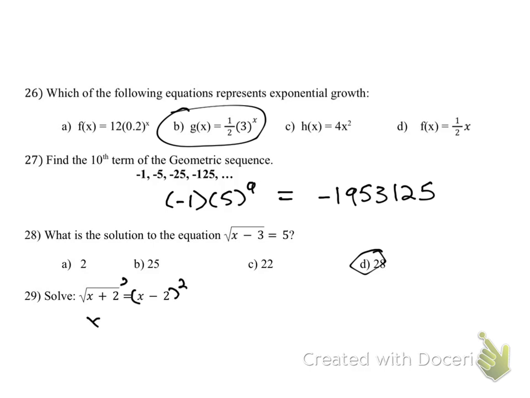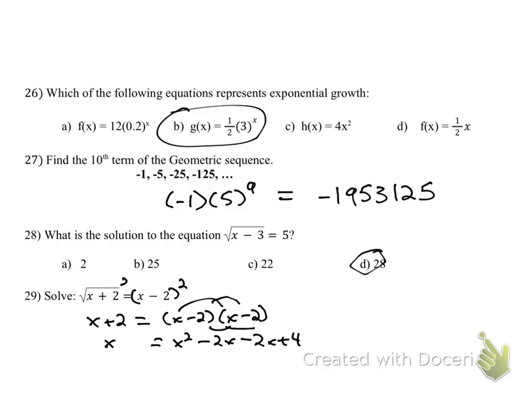28, we need to square both sides, which gives us x minus 3 equals 25. Add 3, we get 28 there. Okay.